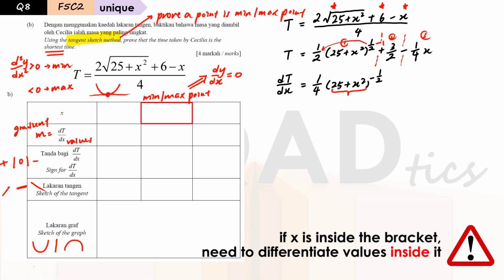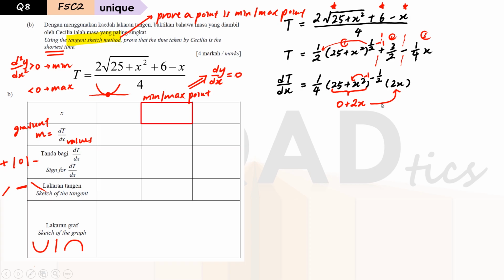So this 25, when we differentiate, because it's a value, it is 0. For x squared, we are going to do the same thing. We copy the power to the front, so it will be 2x, and we minus 1 from the power, which gives 1, so it's just x. So here we are going to multiply 2x. This will be the first item that we need to differentiate.